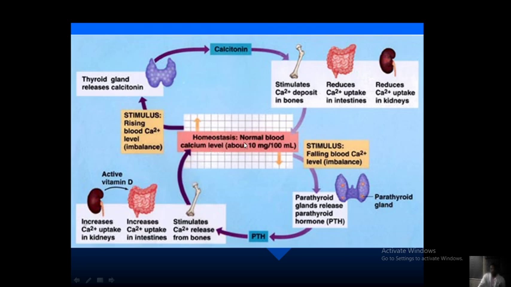So, homeostasis: the normal blood calcium level is 10 mg per 100 ml. When the blood calcium level falls, the parathyroid hormone, PTH, will come and increase everything, and the level is maintained. And when the calcium level is high, calcitonin comes into action and maintains the calcium level by doing all these functions.